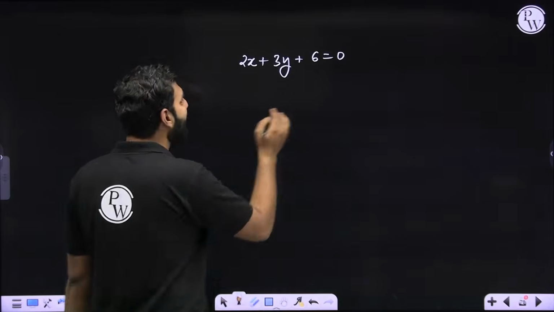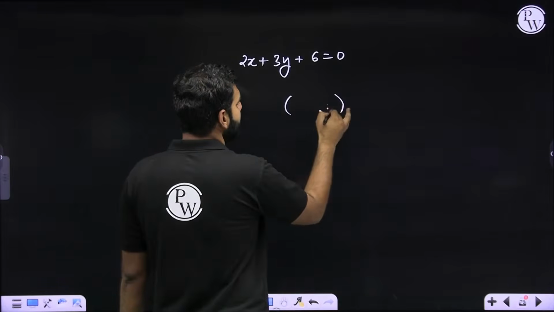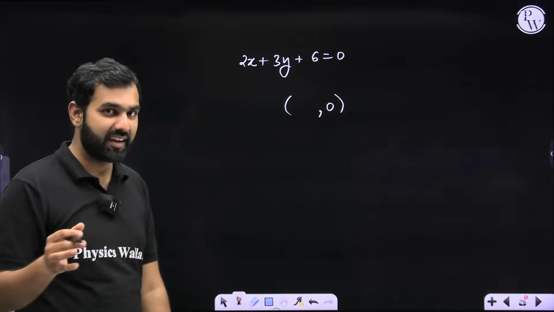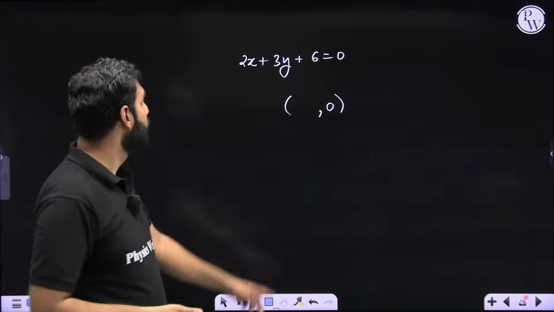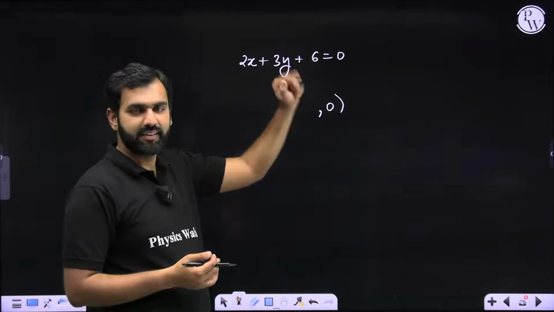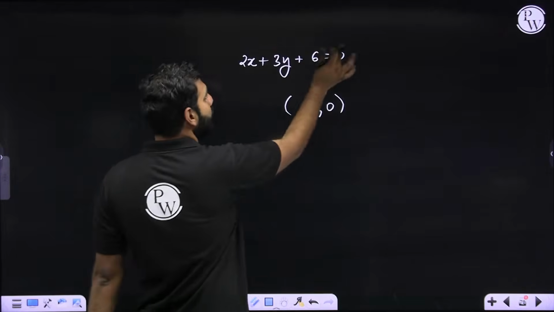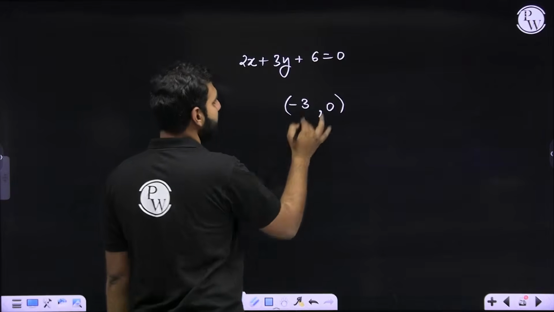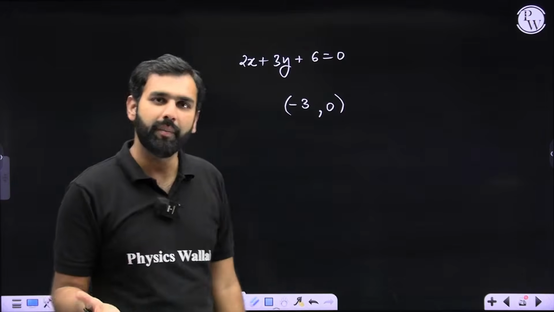For example, at the x-axis, what will happen? If this line intersects the x-axis, at that point, the y coordinate will be 0. So if I replace y by 0, 3 into 0 is 0, 2x + 6 = 0. So 2x = -6, so x is going to be -3. So the x-intercept is going to be (-3, 0).